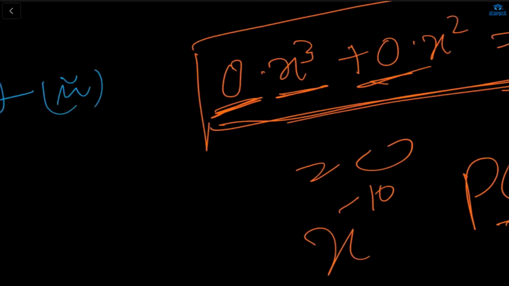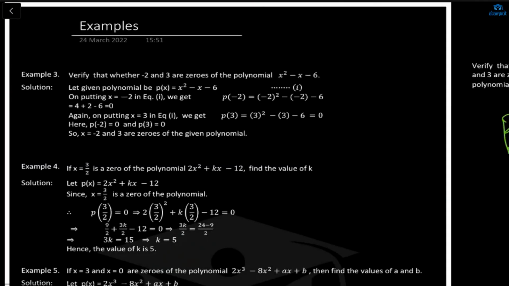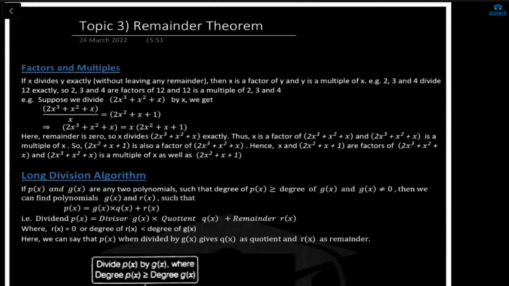Understood? Now let us see. Any doubt in this 0 of the polynomial? Anybody, any doubt in the 0 of the polynomial? No, because we are going to start the remainder theorem.